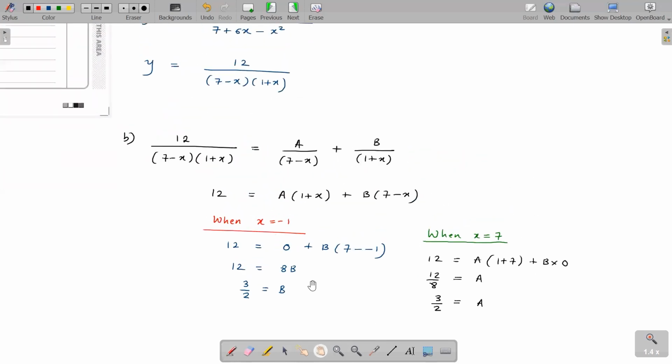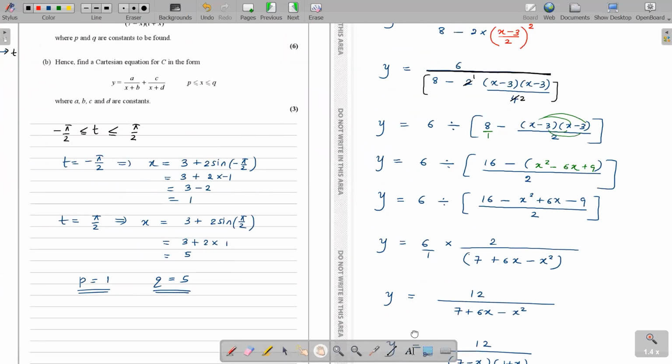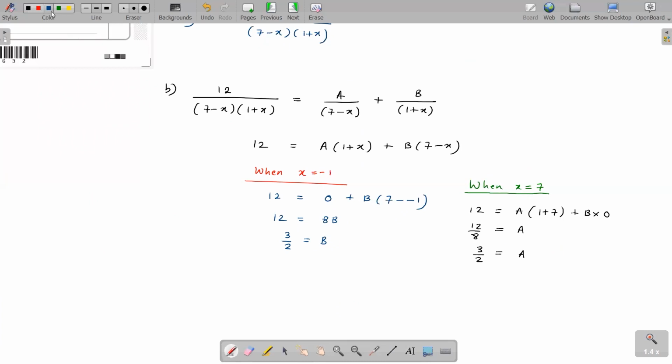So then let's break it up. They want us to find the answer y equals a over x plus b plus c over x plus d. So 12 over (7 minus x) equals a, which is 3 over 2, divided by 7 minus x, plus b, which is again 3 over 2, divided by 1 plus x, right? Okay.